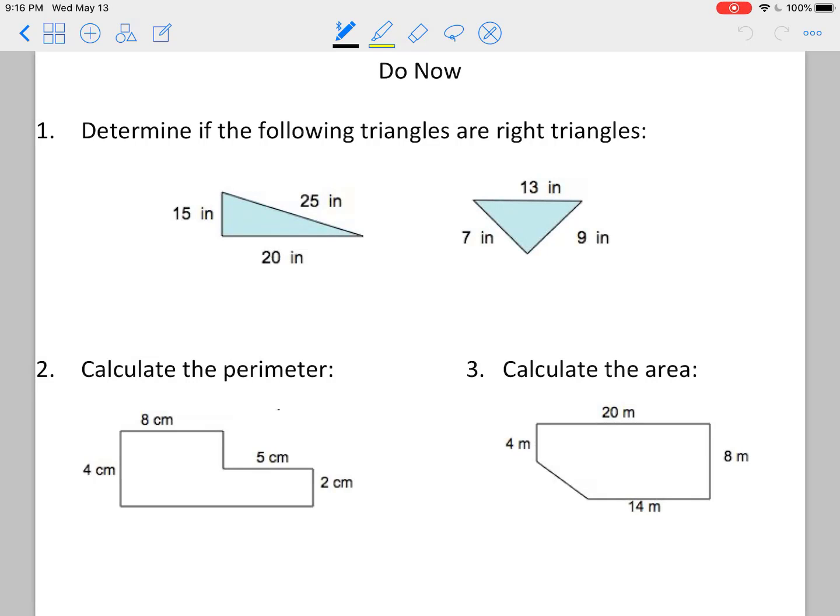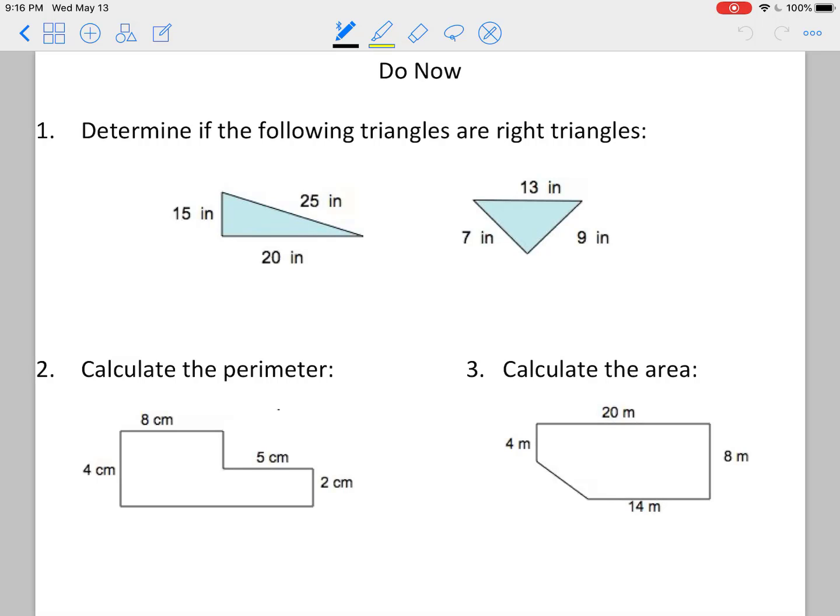Hello, today we are going to be going over the SOL 8.9 and SOL 8.10 warm-ups. SOL 8.9 covers the Pythagorean Theorem, and SOL 8.10 covers the perimeter and area of composite figures.